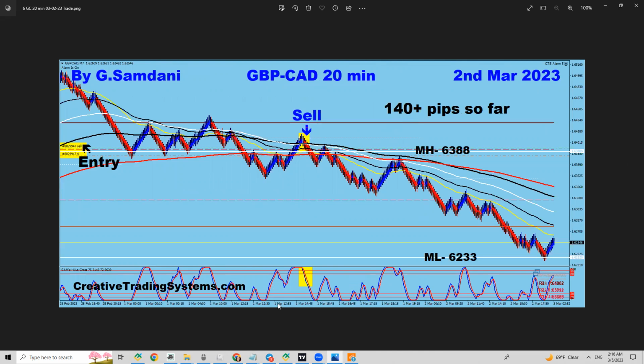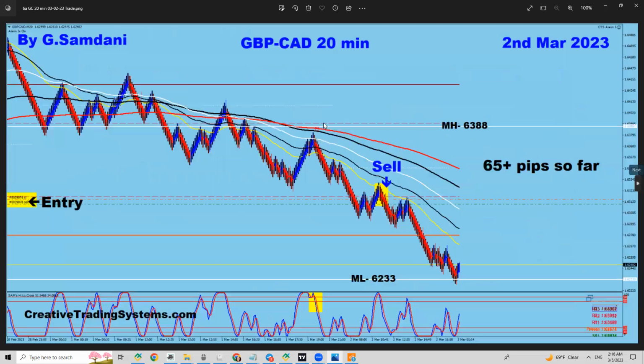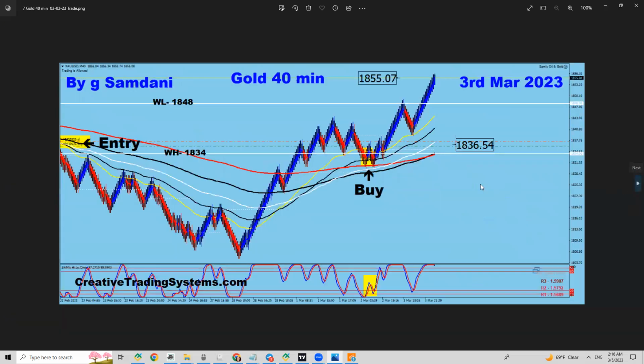Okay, so this is the first, and then pound CAD all the way down for 140 pip from March 1st to March 2nd. And then you can see here pound CAD 65 pip. The other one was the first one from the top, and this one I took on the other computer. It is also 65 pip to the downside. This is a beautiful long setup on gold on the 3rd, Friday, and it went up from 1836 to 1855.